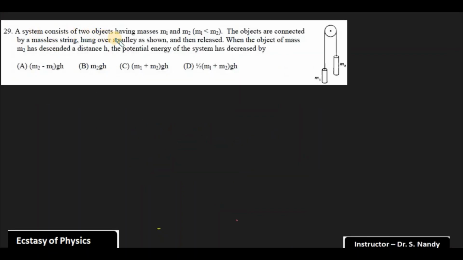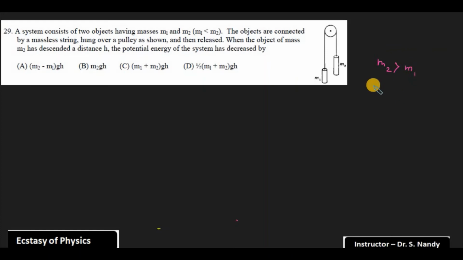A system consists of two objects having masses m1 and m2, where m1 is less than m2. The objects are connected by a massless string hung over a pulley as shown and then released. When the object of mass m2 has descended a distance h, the potential energy of the system has decreased by what amount?